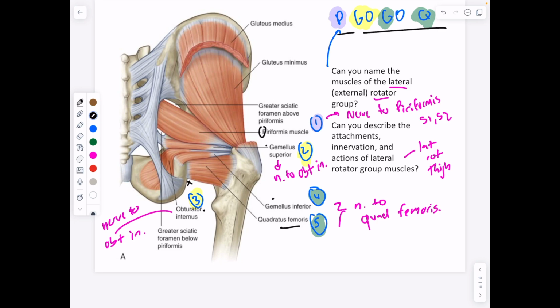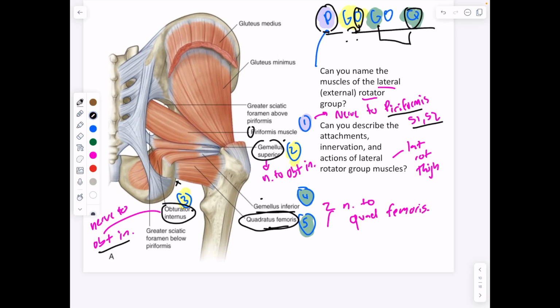And then we have the quadratus femoris. And then to go over the innervation, the piriformis is by itself, nerve to the piriformis, S1, S2. And then we have GO, it's the second one that matters in each of these groups in terms of naming the nerve. So gemellus superior and obturator internus, it's the nerve to the obturator internus that innervates the gemellus superior and the obturator internus. And then likewise, the nerve to the quadratus femoris is what innervates the gemellus inferior and the quadratus femoris.